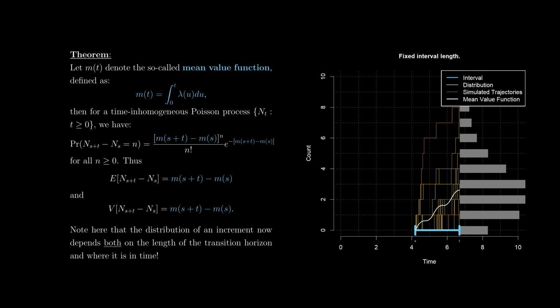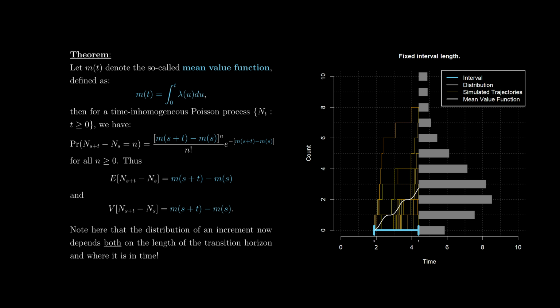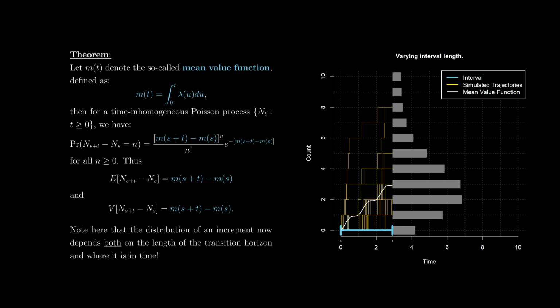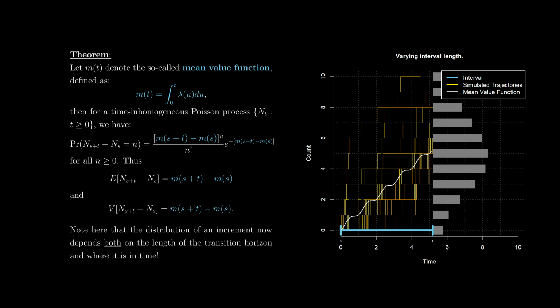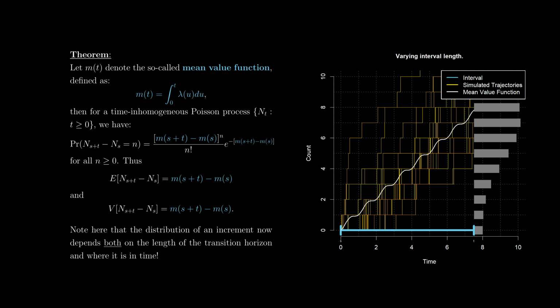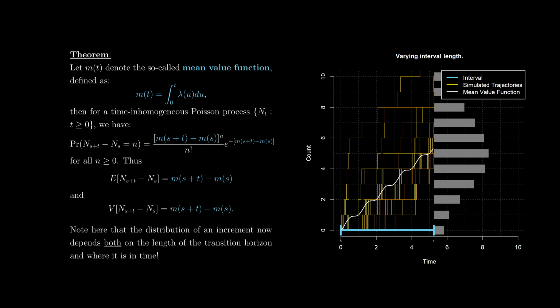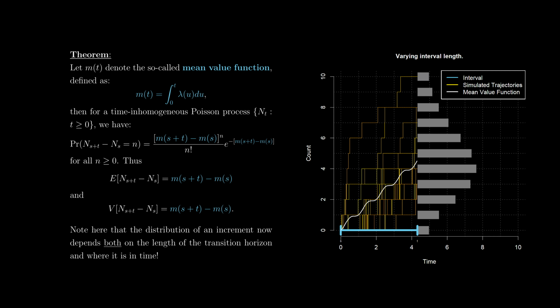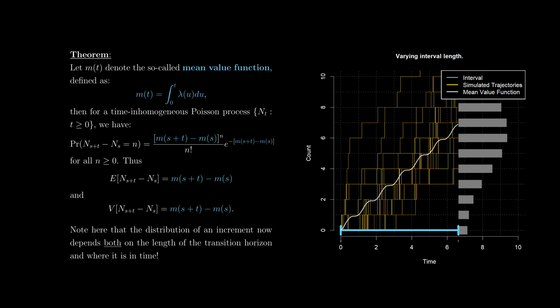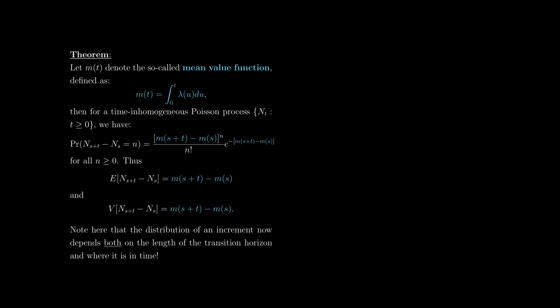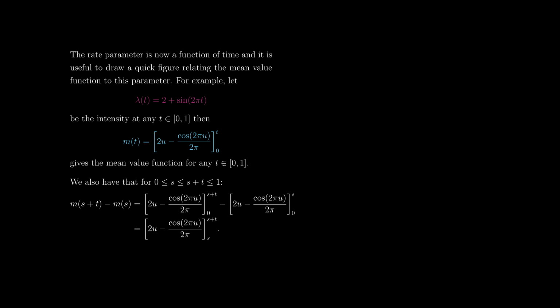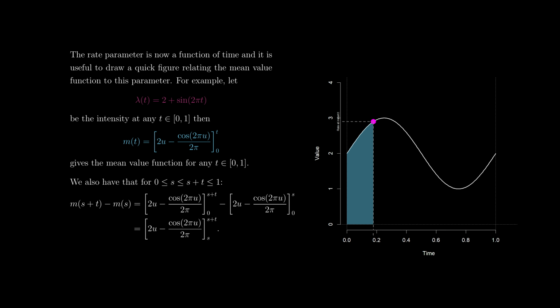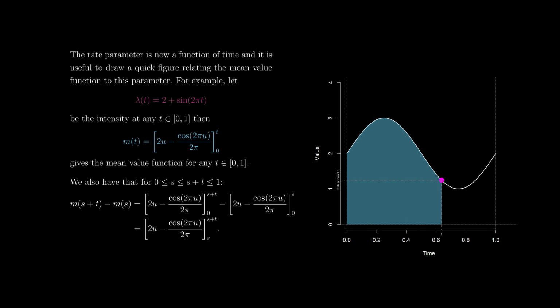Okay, and that concludes the main result pertaining to the state variable of a time-inhomogeneous Poisson process. Now we again have that the state variable is Poisson, but now with a rate parameter which is determined by the mean value function, and hence its name. Cool, so let's quickly explore the relationship between the intensity function and the mean value function. Okay, so the rate parameter of the process can now be thought of as a function of time, and it is useful to draw a quick figure relating the mean value function to its parameter.